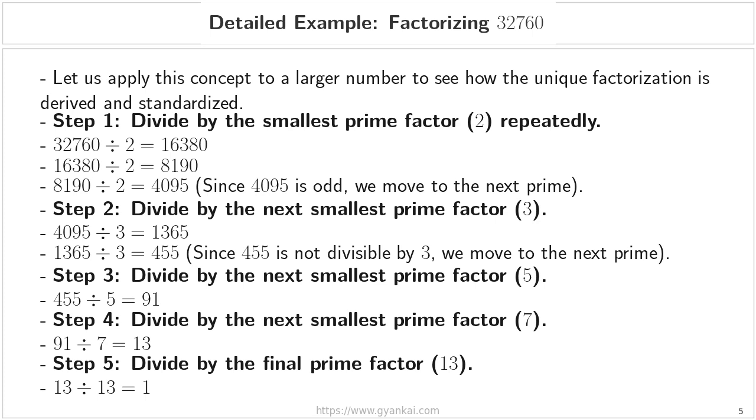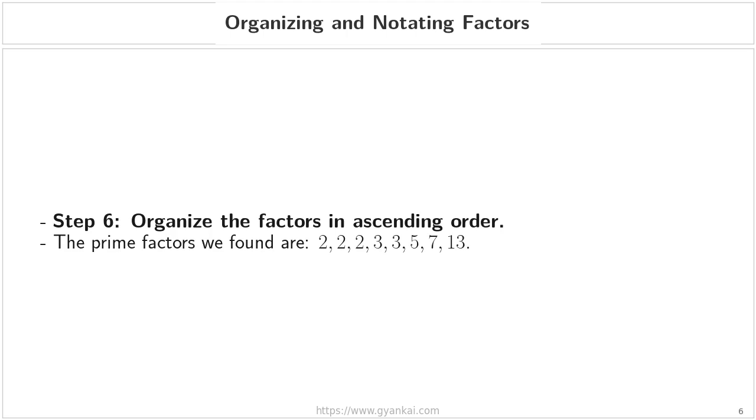Now, in the next slide, I will show you how to take all these individual pieces we just found and organize them into the proper, standardized notation we discussed earlier. Organizing and notating factors. In step 6, we take those raw factors we just found and organize them in ascending order, which simply means from the smallest value to the largest. Looking at our list, the prime factors we identified are 2, 2, 2, 3, 3, 5, 7, and 13.